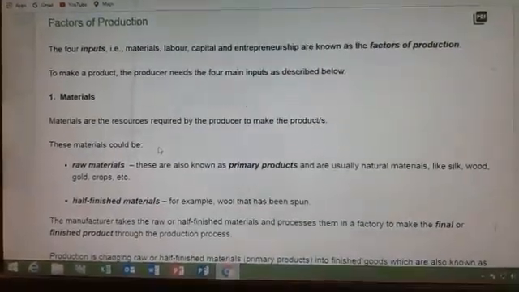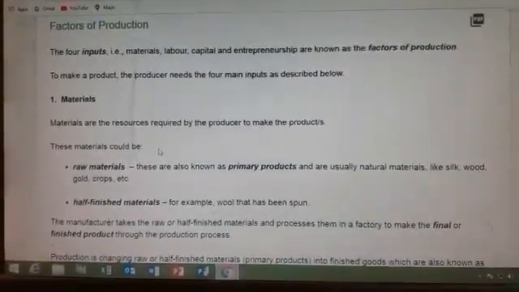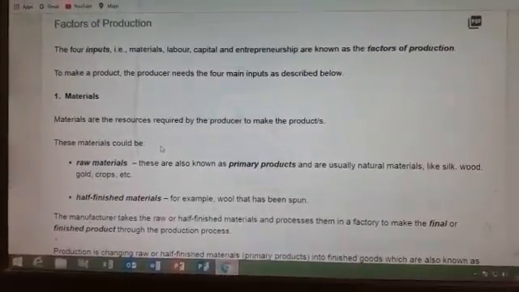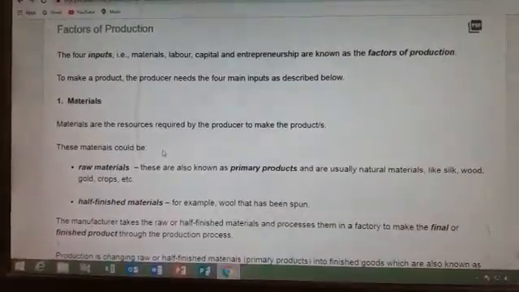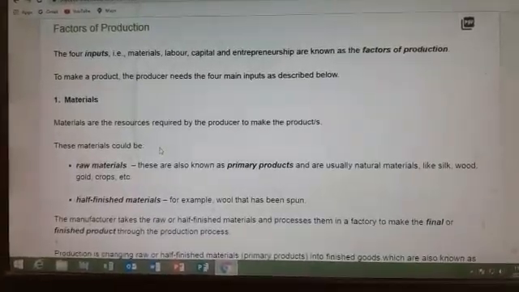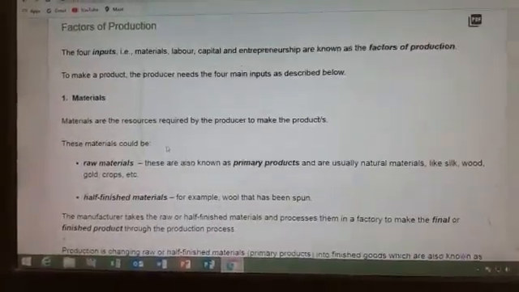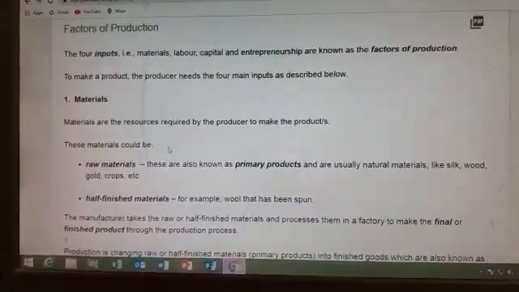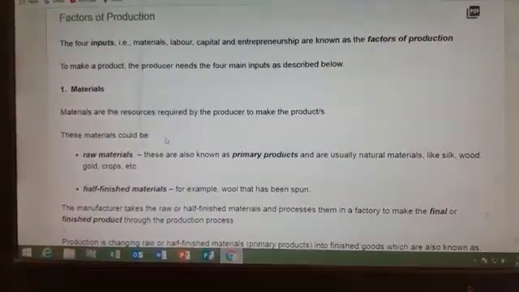As I briefly mentioned just now, we need different factors of production. So the four inputs are materials, labor, capital, and entrepreneurship. And these are known as the factors of production. So in order to make a product, the producer needs the four main inputs as described below.